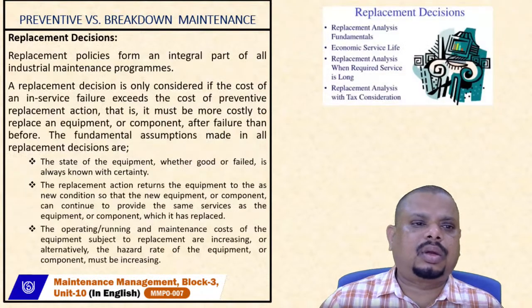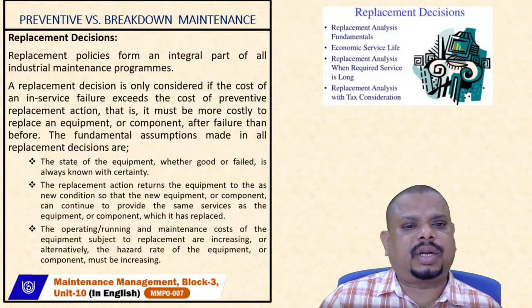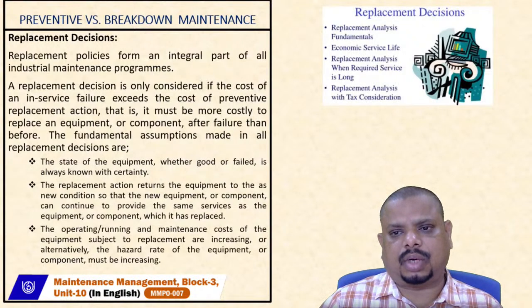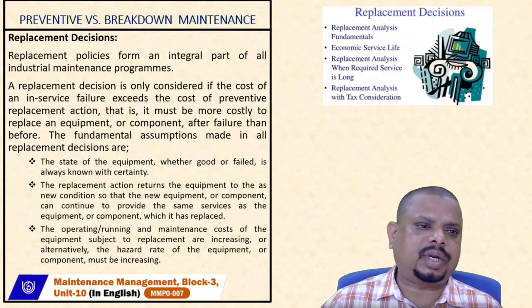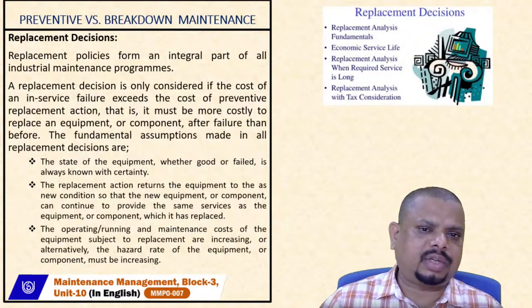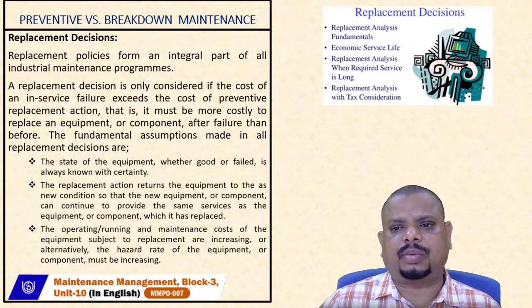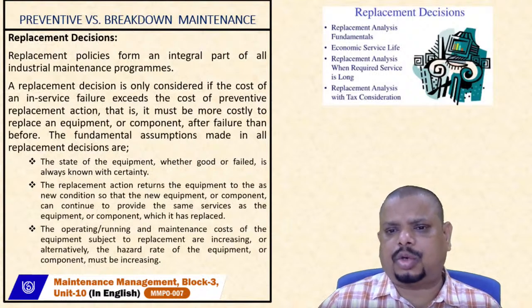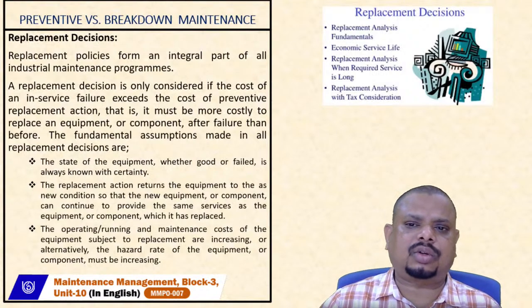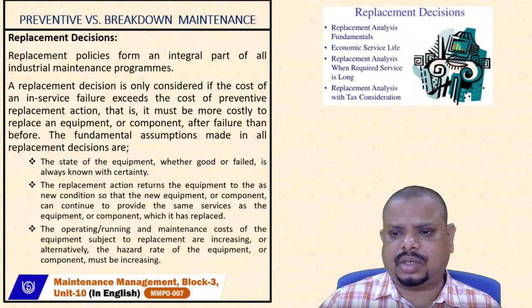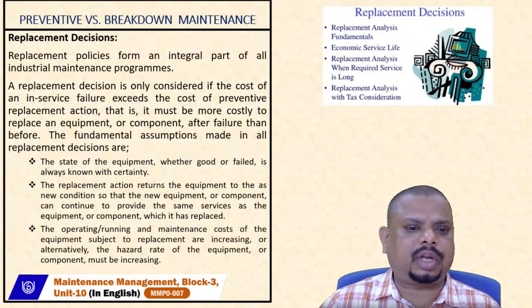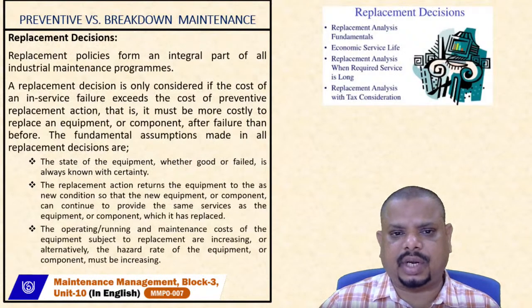Moving to the next one, preventive versus breakdown maintenance. There are many kinds of decisions that will be taken, especially with reference to preventive as well as breakdown maintenance. The first decision we have is known as the replacement decision. Whenever you think about the replacement decision, one most important parameter to keep in mind is cost. To restrict costs, many companies go for minor repair or provide repair maintenance so that the lifespan of that particular machine or equipment is extended.